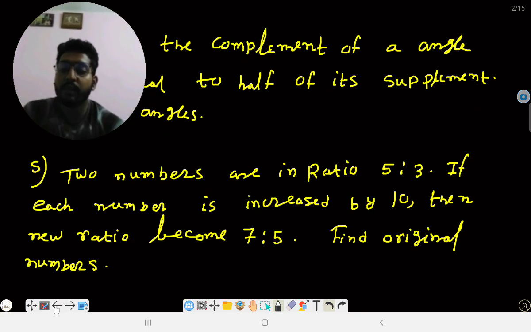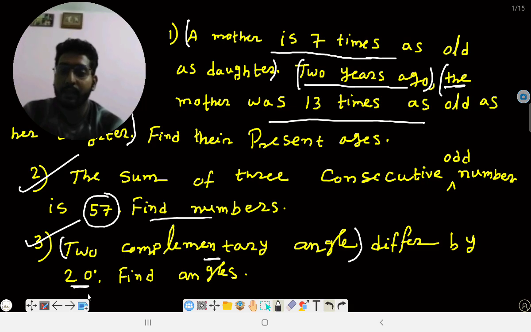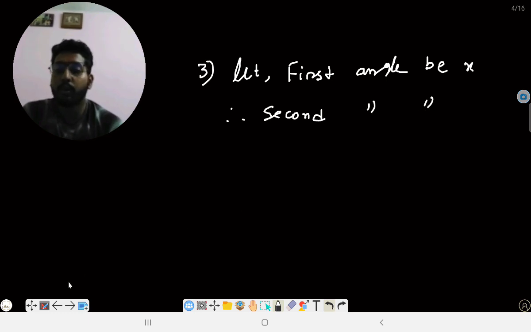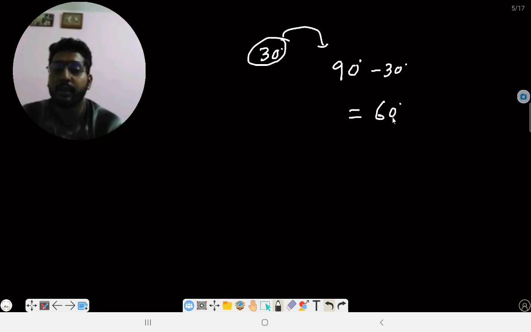So here at first it is given there are two complementary angles. That means we have to let the angles like this. Let the first angle be x. Now what will be the second angle? Suppose it is given there are two complementary angles and the first angle is 30 degrees. Now how to find the second angle? You have to subtract the angle from 90. That means 90 minus 30, 60 degrees. This is the second angle.